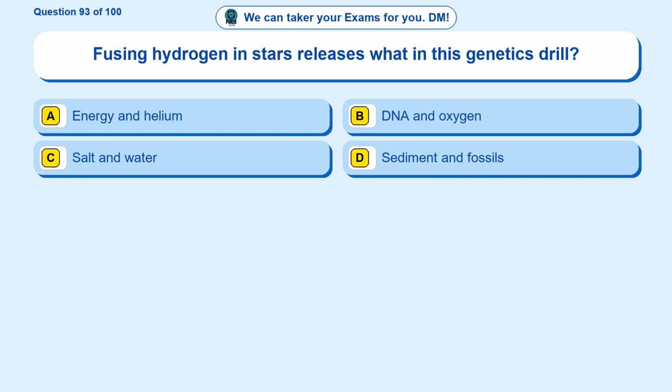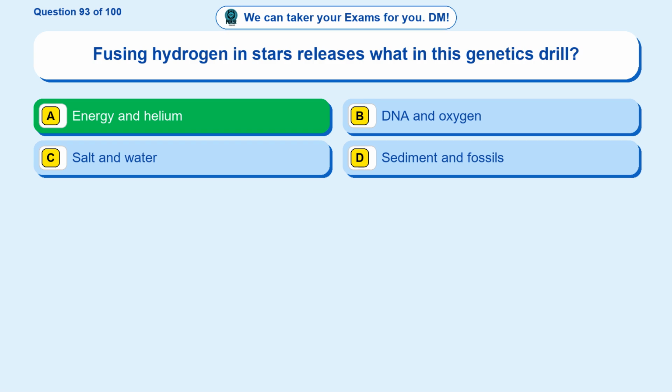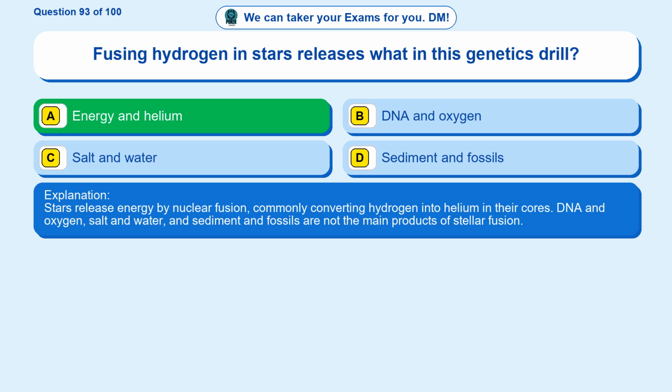Question 93. Fusing hydrogen in stars releases what in this genetics drill? Option A, energy and helium. Option B, DNA and oxygen. Option C, salt and water. Option D, sediment and fossils. The correct answer is option A. Energy and helium. Stars release energy by nuclear fusion, commonly converting hydrogen into helium in their cores. DNA and oxygen, salt and water, and sediment and fossils are not the main products of stellar fusion.